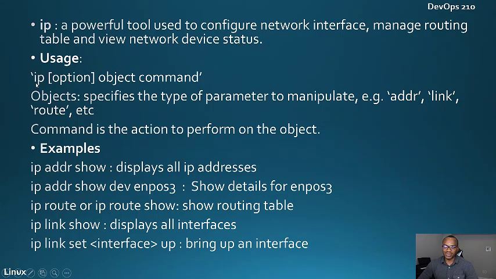And the way it's used, you have ip, you have the option, then you have the object, then you have the command. ip is a command, and the object specifies the type of parameter to manipulate, e.g. address, link, or route. If I want to do something on the IP address, then I will give my object as addr. If I want to do something on the link, then I will give my object as link. If I want to do something on the route, then I can give my object as route. Then I will give the command. Command is the action to perform on the object. An example, ip address show will show the IP addresses.